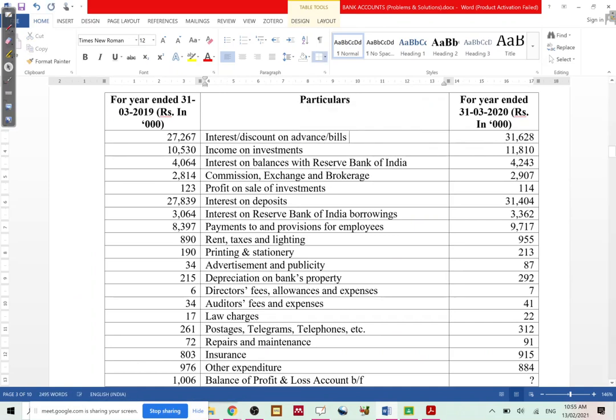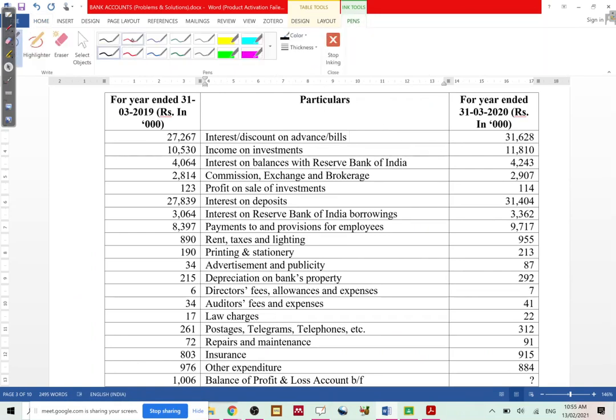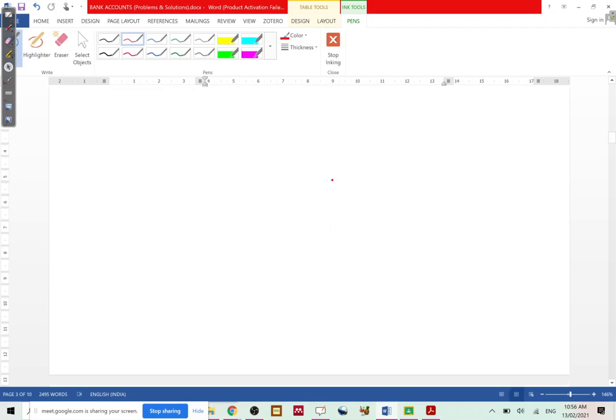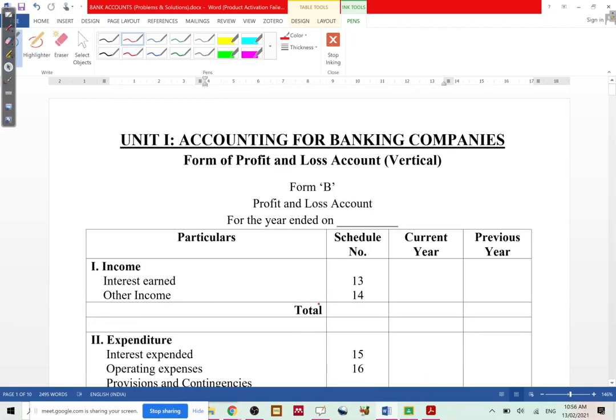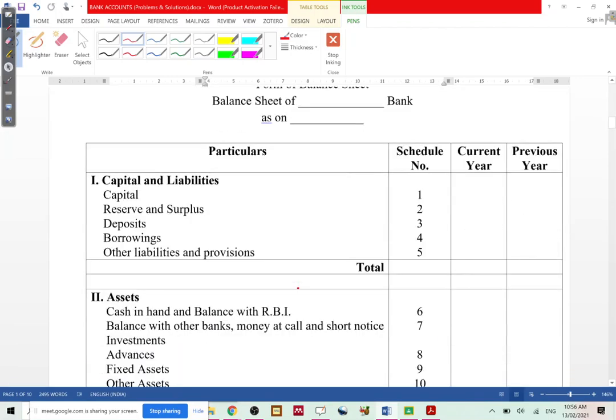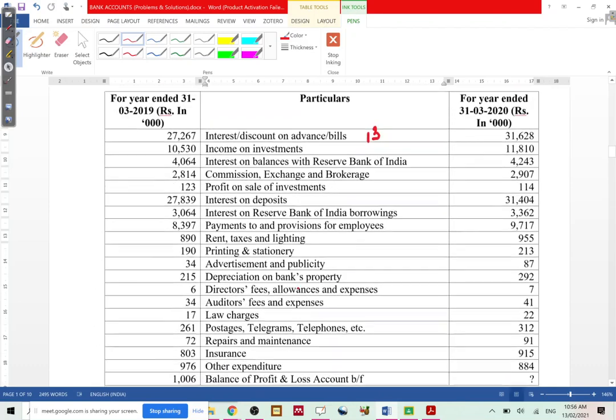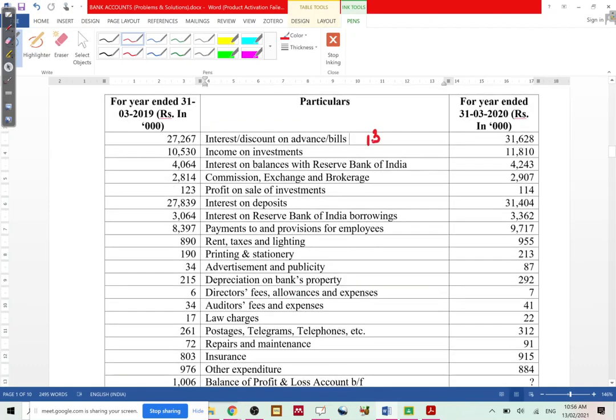Right? Somewhere here I'm going to write it. So just like how when we are solving a problem, we read the problem and we start writing next to it as to where it will go, which item it will go under. So I will also do the same thing. I will write here Schedule 13. Now what is Schedule 13? As per the pro forma, Schedule 13 is interest earned. Fine. So any interest on advances is interest earned. Fine. I have written Schedule 13 here.